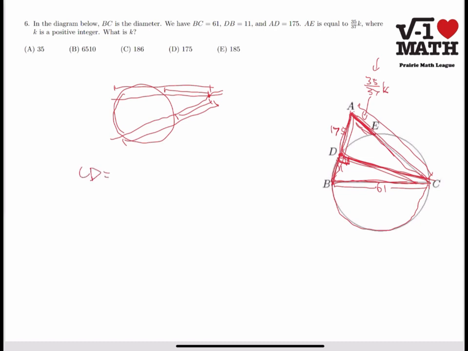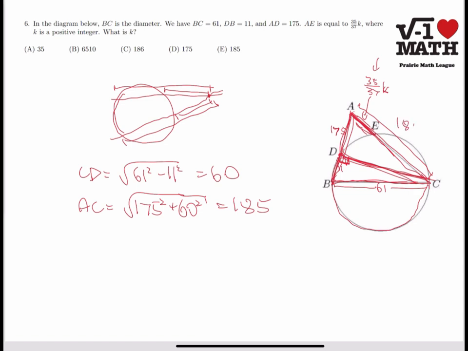So CD is equal to the square root of BC squared minus BD squared, which is 61 squared minus 11 squared, and this works out to be 60. Now from here, we have AC is equal to the square root of 175 squared plus 60 squared. I'm just going to work that out quickly. That is going to be 185. So AC is 185, AD is equal to 175, and AB is equal to AD plus DB, which is 175 plus 11, or 186.